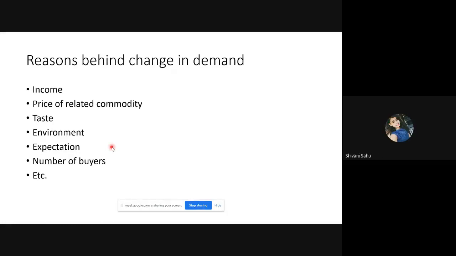Ma'am, if there is a fall in supply, then there will be excess demand. And if there is excess demand, the market mechanism will increase the price. And that increase in price will reduce my demand. This is how supply is influencing. Okay, ma'am, change in technology.